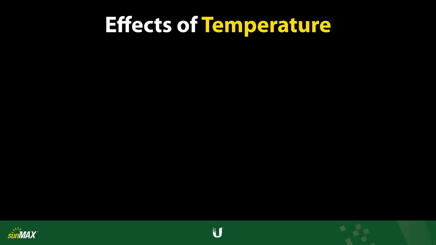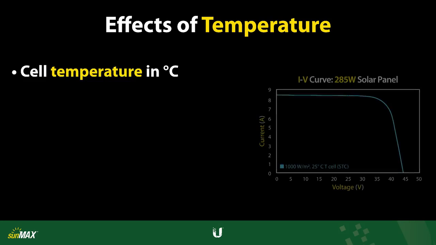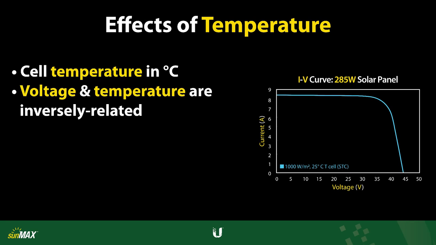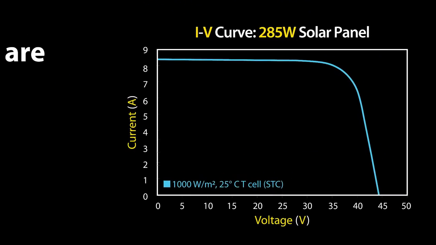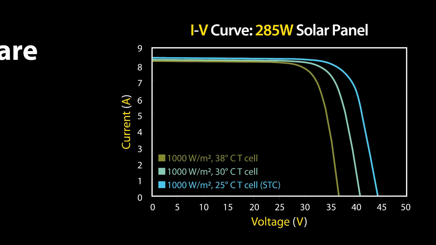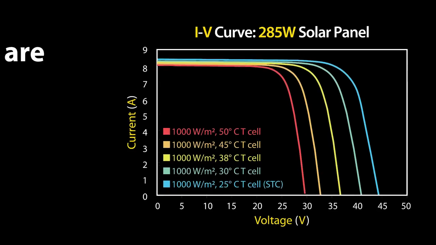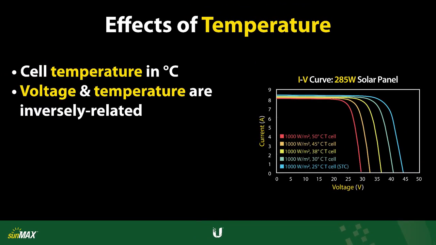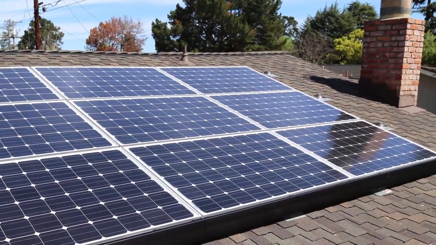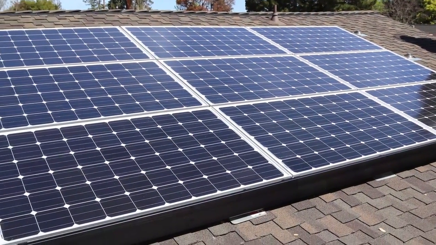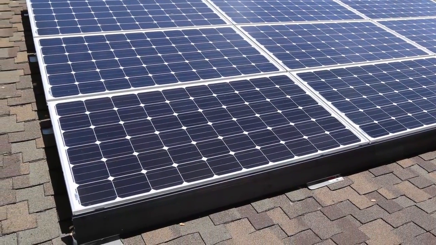Now, let's examine the effects of temperature on power output, specifically the temperature of a PV cell. Voltage and cell temperature are inversely related. This means that as cell temperature increases beyond standard test conditions, voltage decreases. Factors accounting for increased cell temperature include, first and foremost, solar radiation, as the darkly colored PV cells induce higher levels of heat throughout the day when exposed to sunlight.